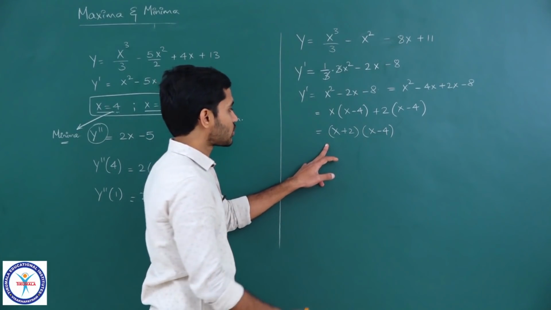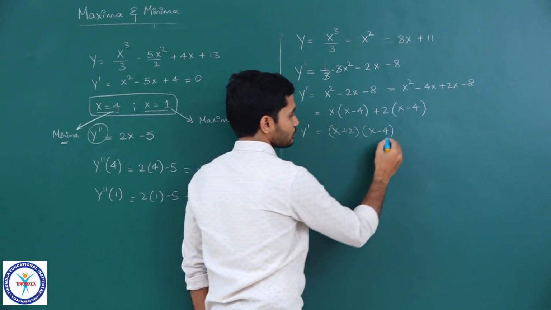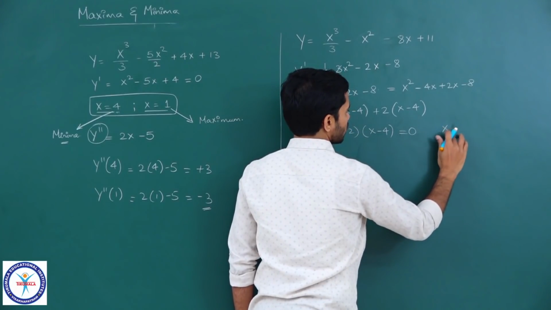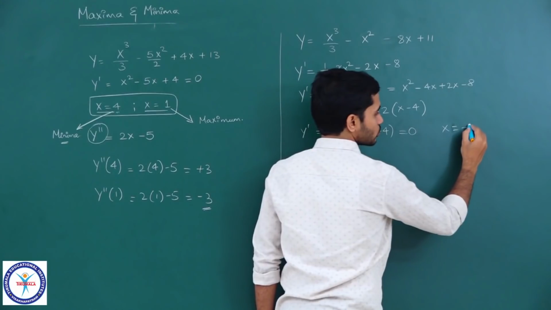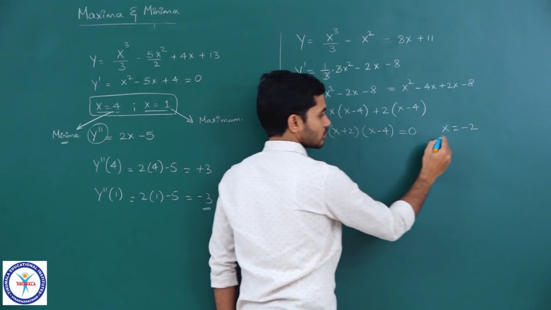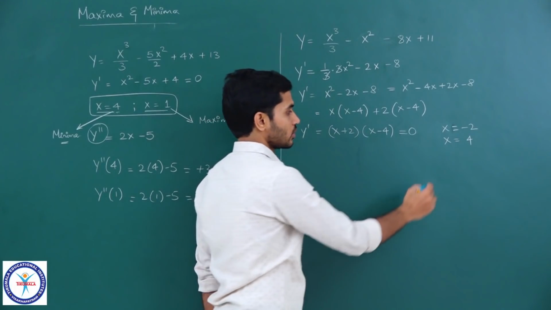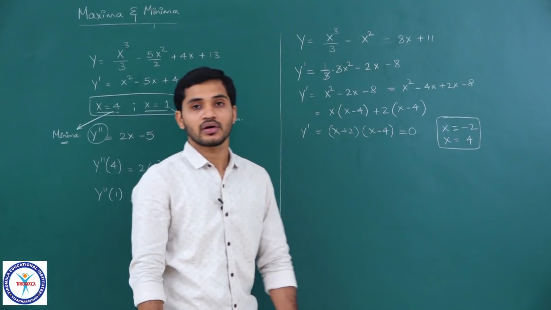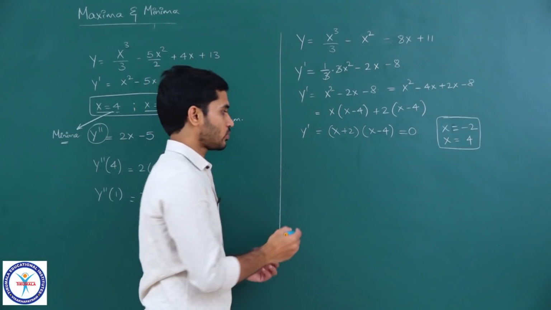If I equate this to 0, this is our y dash. When I equate this to 0, I will get the two values of x. So, what are the two values of x I am getting? If this is 0, I get minus 2. If this is 0, I get 4. So, I got the two values. I know that these are the two values where we get maxima or minima, but I do not know which is which, right, but I know the method now. What is the method?